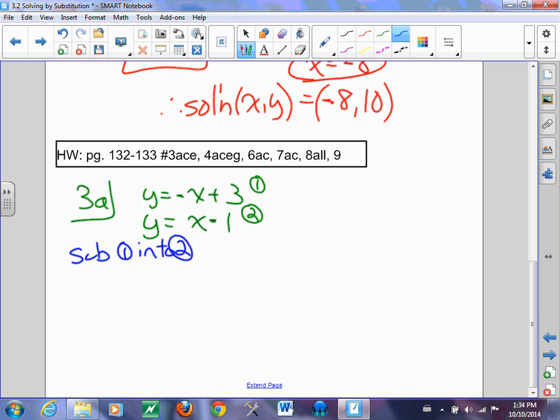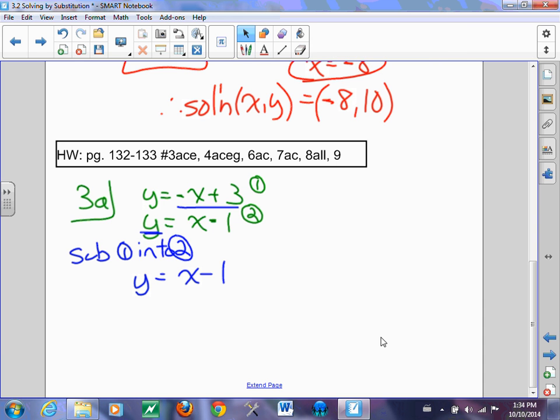If I'm subbing 1 into 2, wherever I see a y in 2, I'm going to sub in the value of y. Another way to think about it, guys, is left side equals right side for both. And if both the left sides equal y, then both the right sides have to equal. So just let me show you this. I'm going to go y equals x minus 1. That's my equation 2. But instead of putting y, I'm going to put the value of y from 1, which is negative x plus 3.